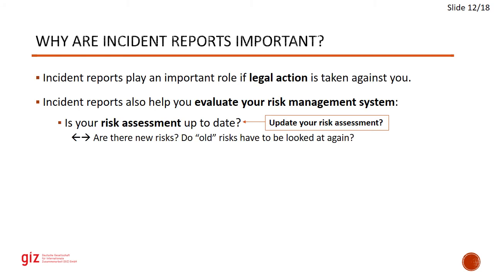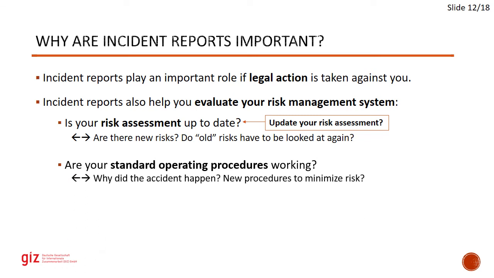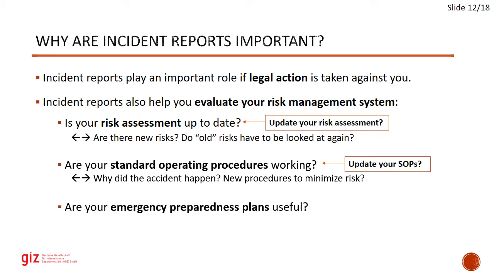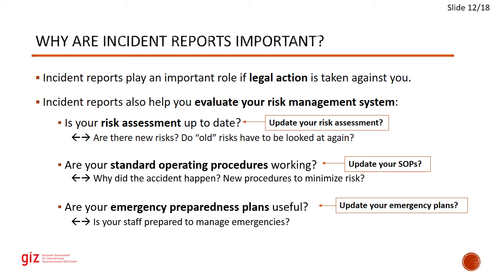Incident reports can also help to show you, are your standard operating procedures working? You have to ask, why did the accident happen? Should I have new procedures and rules in place to minimize risk? After seeing an incident report, you may consider to update your SOPs. Finally, incident reports can show you: are your emergency preparedness plans useful? Is your staff prepared to manage emergencies well? After reading the incident report and seeing how your staff reacted to the accident, you should see whether your emergency preparedness plan for that specific emergency should be updated or not.